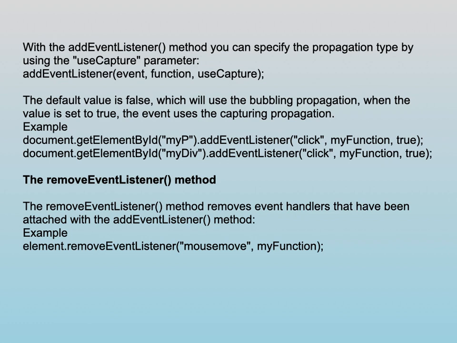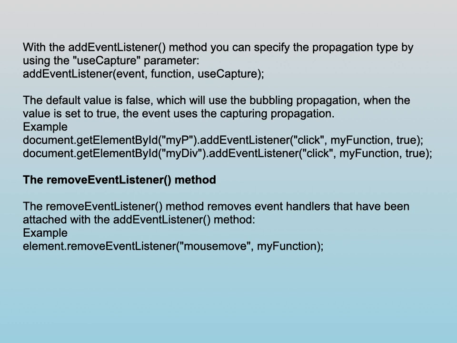With the addEventListener method, you can specify the propagation type by using the useCapture parameter. addEventListener event, function, useCapture. useCapture is a boolean value, true or false. The default value is false, which will use the bubbling propagation. When the value is set to true, the event uses capturing propagation. That is how event capturing and event bubbling is enabled or disabled.